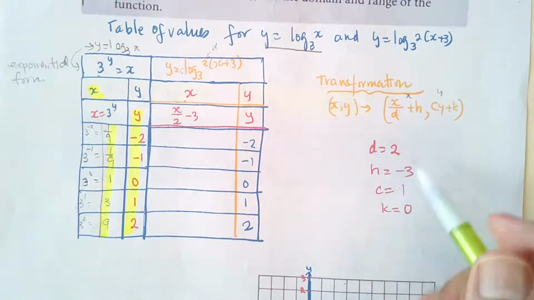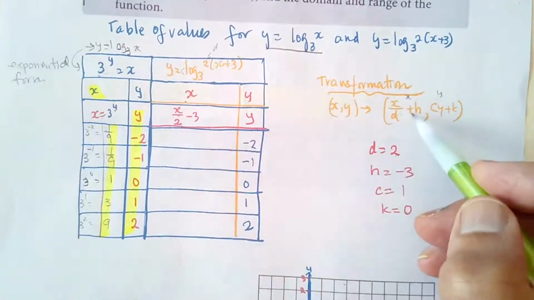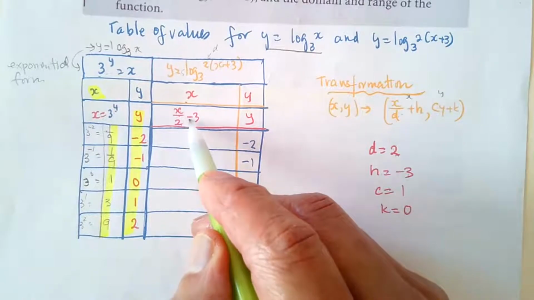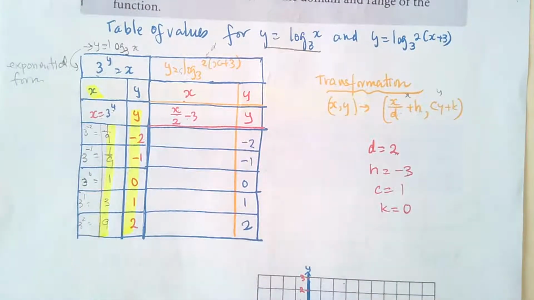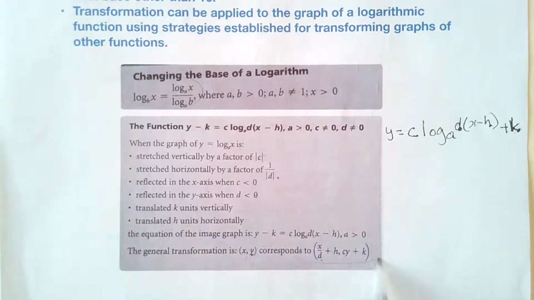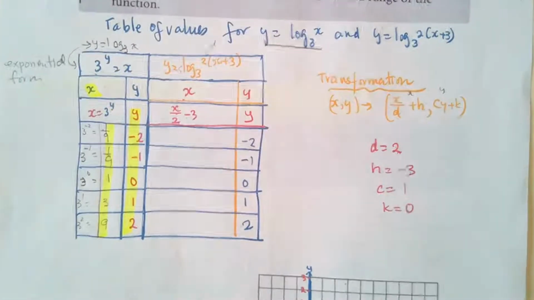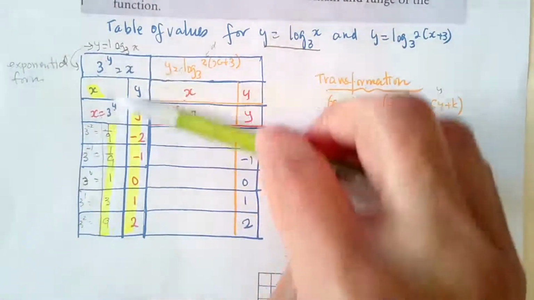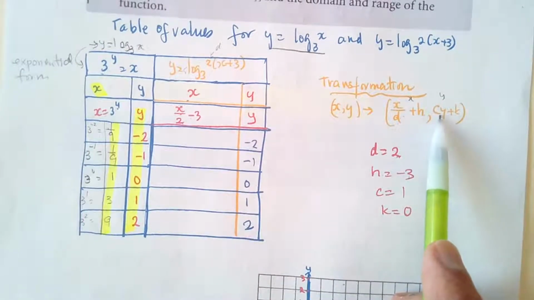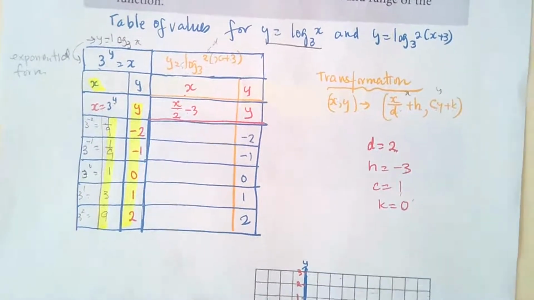So substitute these values into our transformation. We have x over d is x over 2. That's what I got here. Plus h, in this case, is negative 3. So my x coordinate would be x over 2 minus 3. This applies to all transformations, by the way, that we've used before, because I'm looking at this graph initially, and then there is the transform. And the y, c is 1, and k is 0, so it becomes y. So there's no change there for the y.